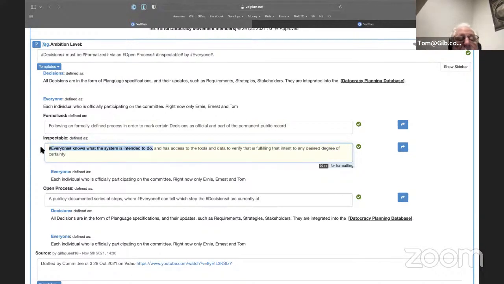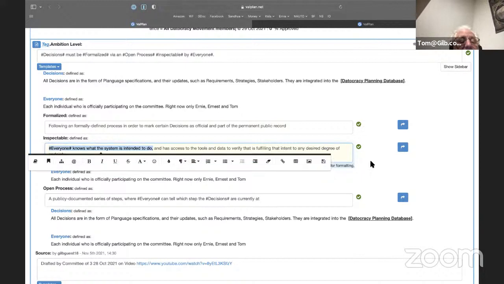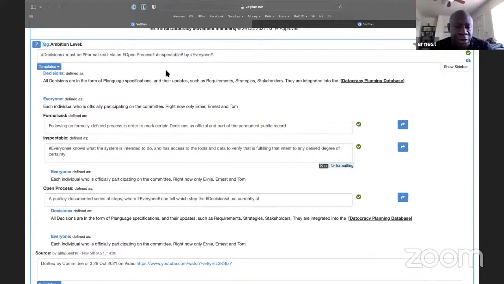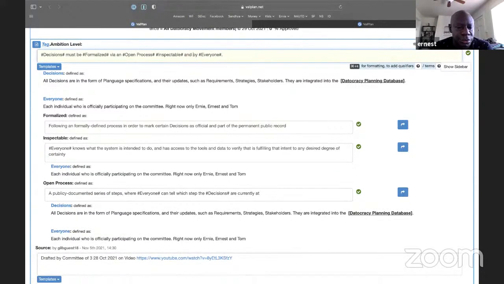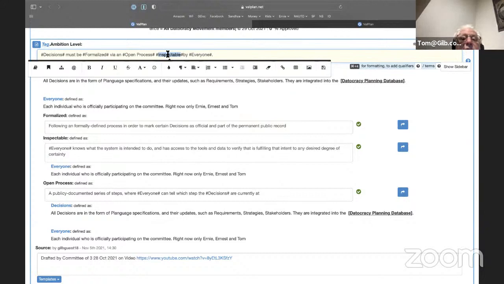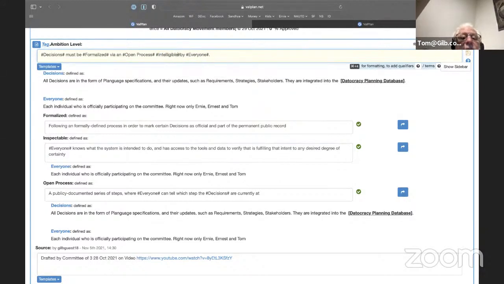But before we do anything, "everyone knows what the system is intended to do." That's very important stuff. I wouldn't want that to disappear in favor of ability to inspect. It's called intelligibility. Actually, tell you what, if we go back to inspectable at the top and say "intelligible to everyone," then I think we got what we really intended.